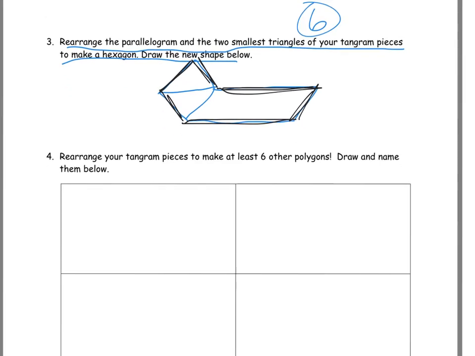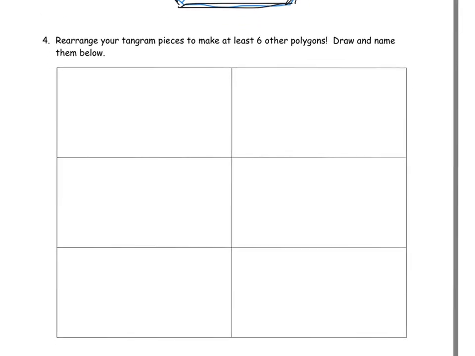Now for 4, you're going to take your tangram pieces and you're going to make at least 6 other polygons. And you need to draw and name them below. Remembering how many sides and angles they have. And also you can get pretty precise with them. So you're trying to do 6 other polygons. So take those tangram pieces and slide them around and make the best one that you can. I'll give you one to start.